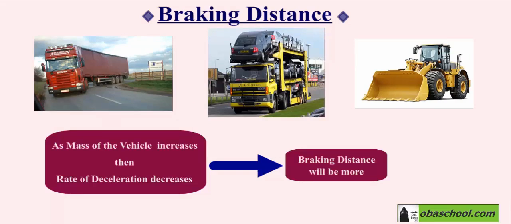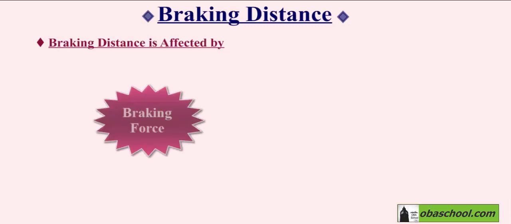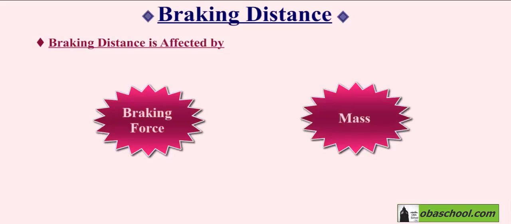This means that for big vehicles like trucks, the deceleration will be slow, unlike cars and small vehicles. So we say braking distance is affected by the braking force and the mass. But there are other factors than the ones we mentioned, the braking force and the mass, like if the car tires or brakes are in poor condition.